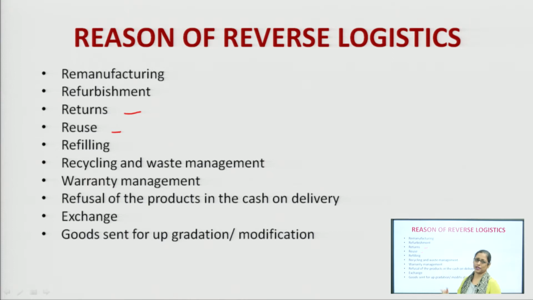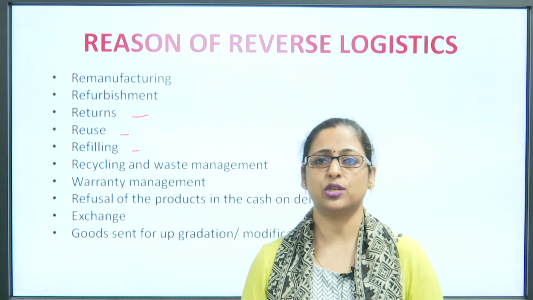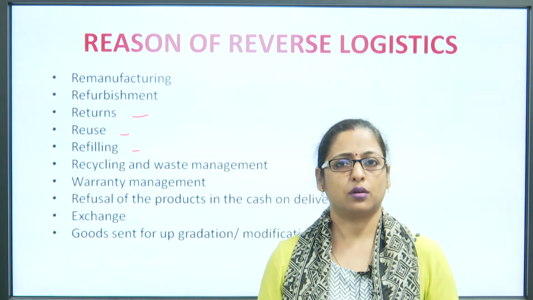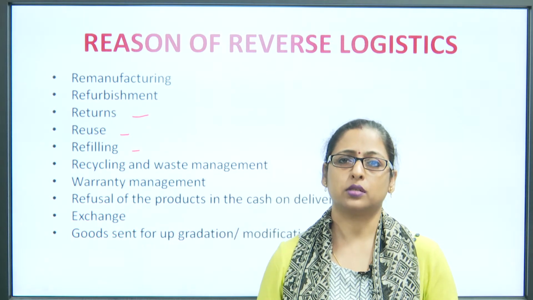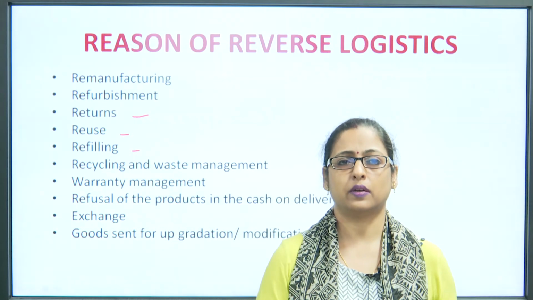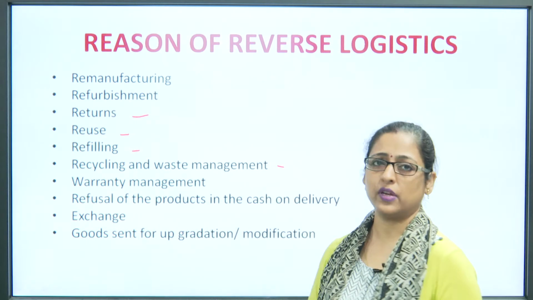Then reuse, as I gave the example of cardboard packaging or maybe wood packaging, where the quality of the product has not gone bad and can be used for other purposes again. Refilling, for example, what happens with our LPG gas cylinders, or even in the case of cold drink bottles, where the bottles or the cylinder is sent back to the supplier or the retailer for refilling. Recycling and waste management.